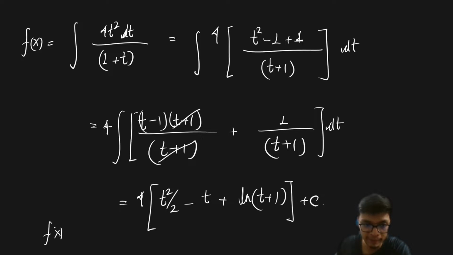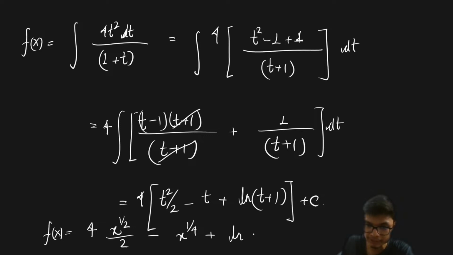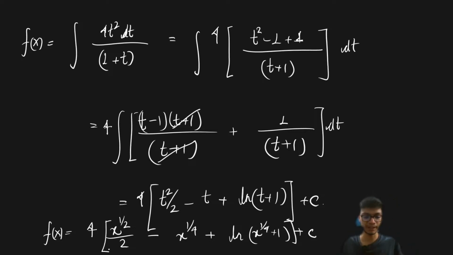So f of x should be given as, in place of t, we put x to the power 1 by 4, and that is going to be equal to 4 times x to the power 1 by 2 by 2 minus x to the power 1 by 4 plus natural log of x to the power 1 by 4 plus 1, plus some constant, right? That is what the functional expression is, right?